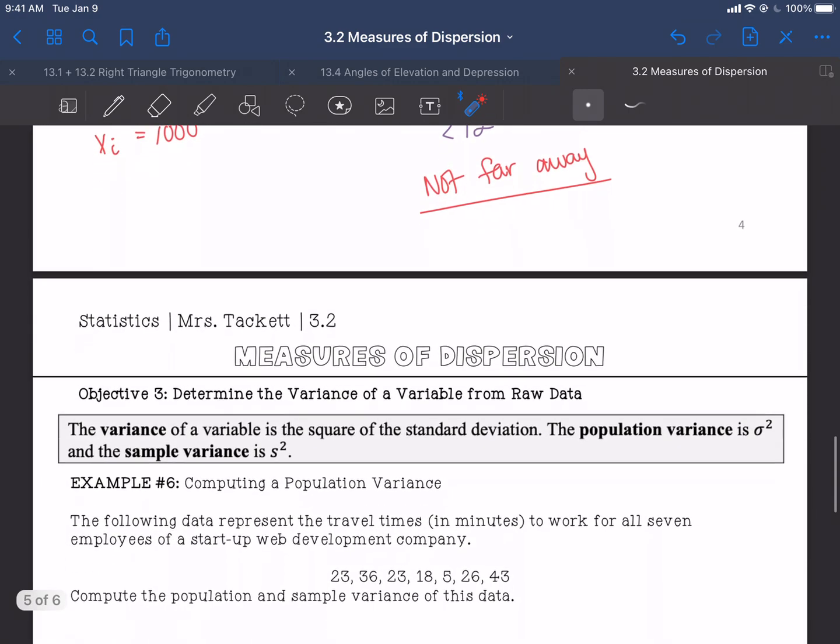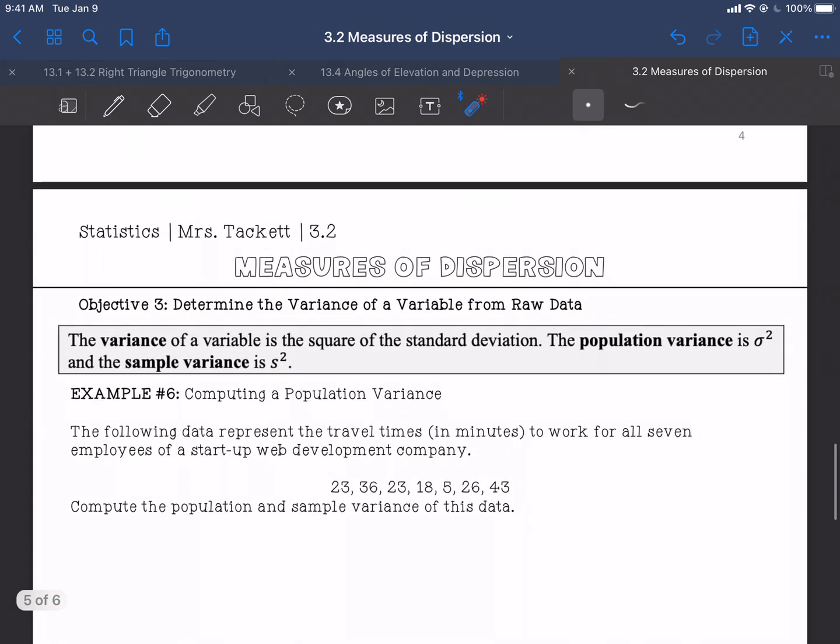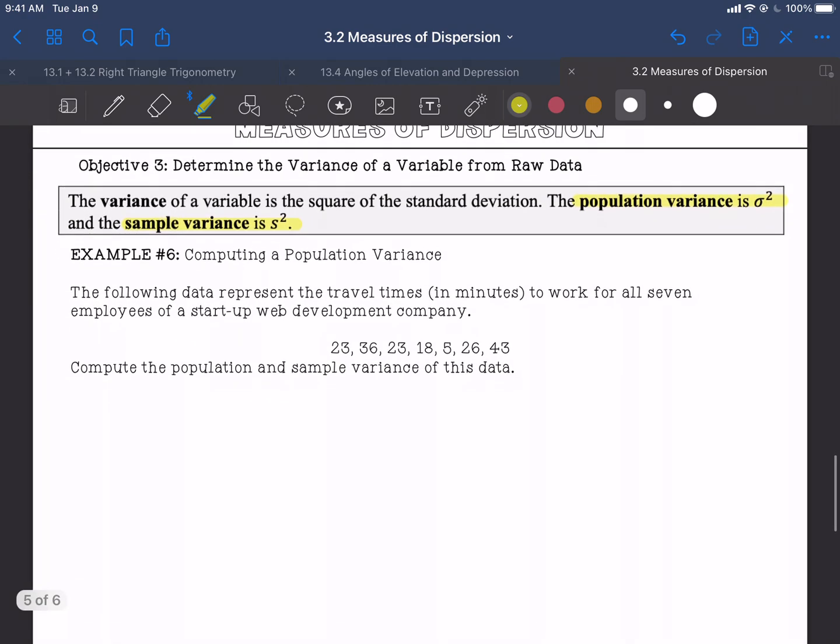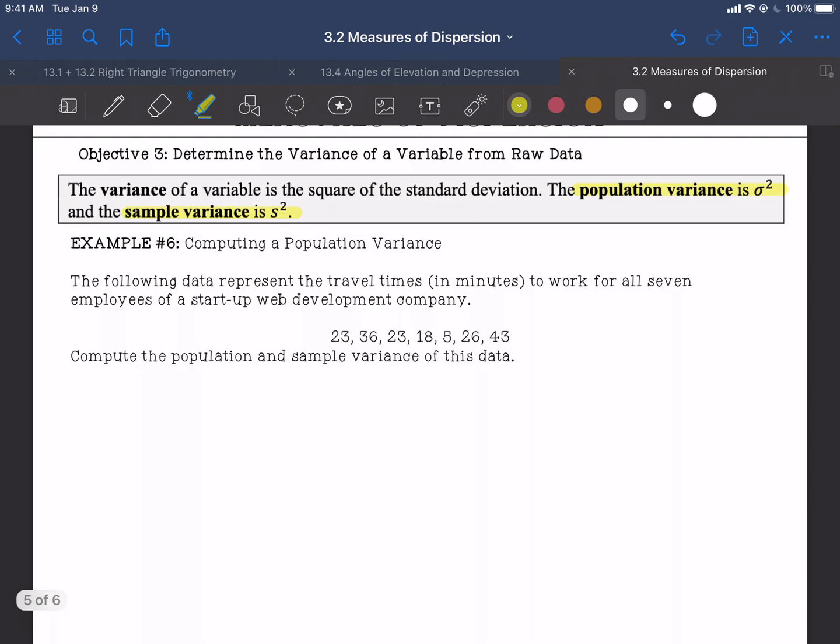All right. Third here, we're going to determine the variance. The variance is just the standard deviation squared. So you have your population variance represented with sigma squared and your sample variance represented with s squared. So there's our data set. Compute the population and sample variance of this data.